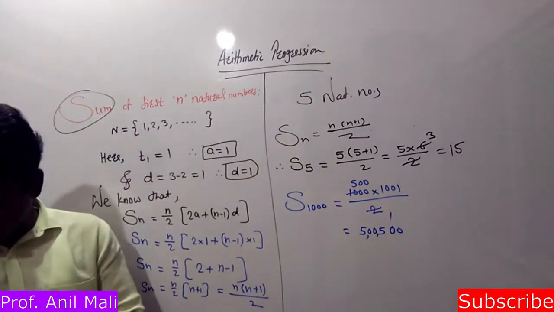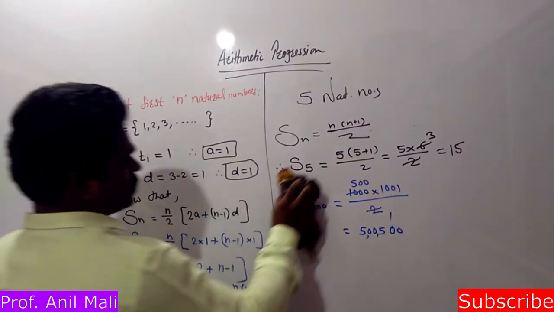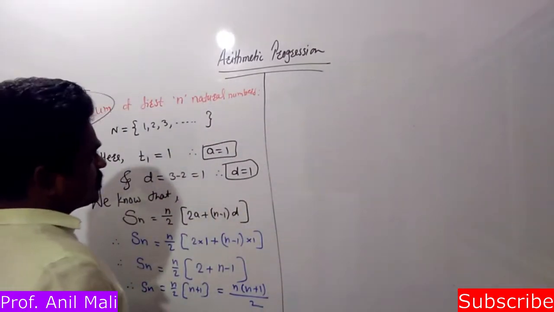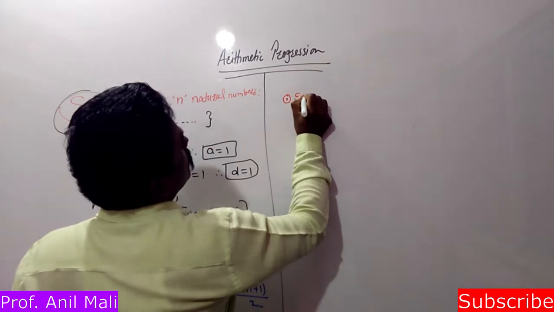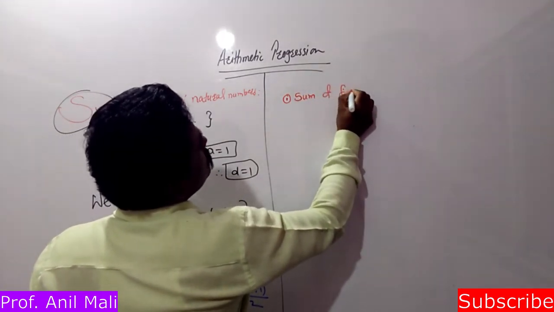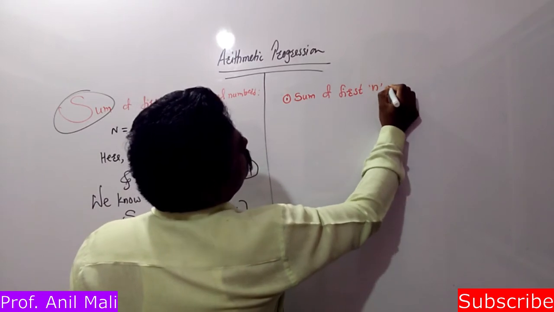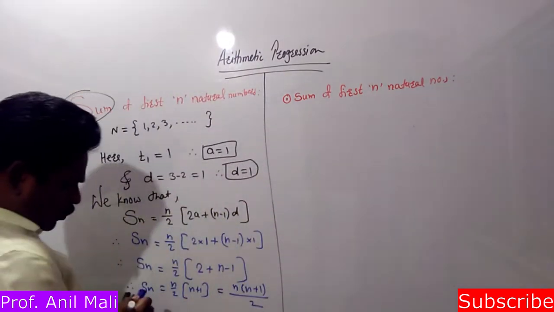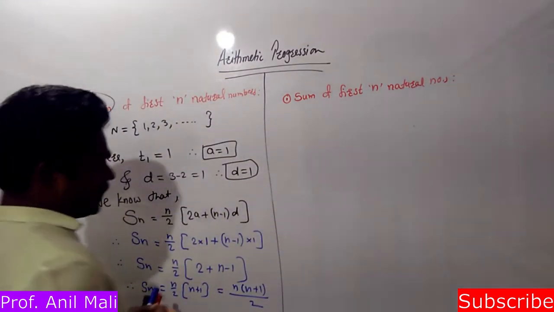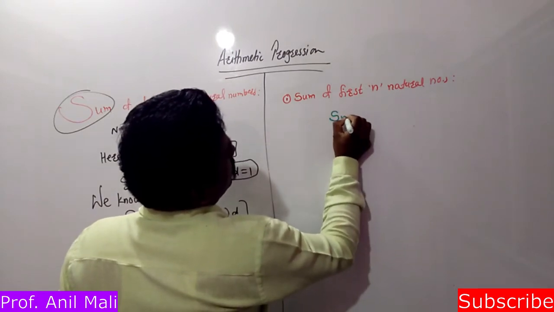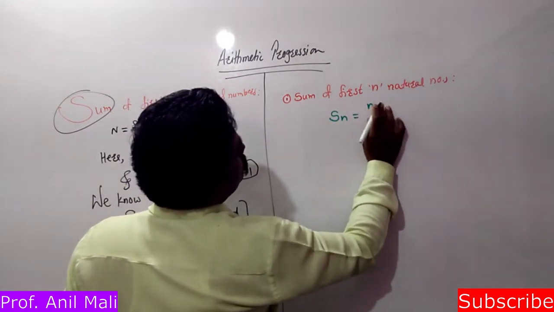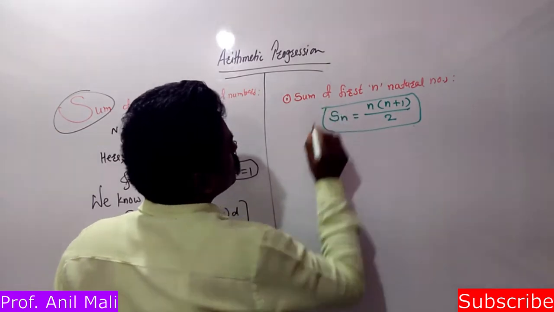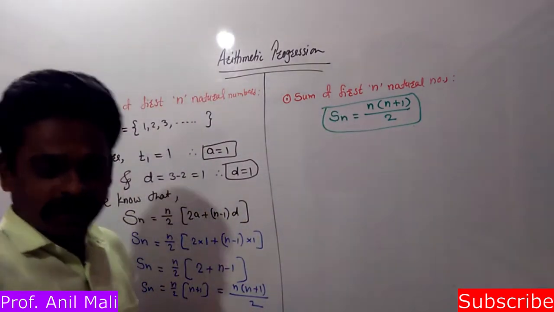So the formula is what? n into n plus 1 divided by 2, the sum of first n natural numbers. So the first case is the sum of first n natural numbers. And what is the formula? The formula is Sn is equal to n into n plus 1 divided by 2. Okay, so this will be your formula for the sum of first n natural numbers.